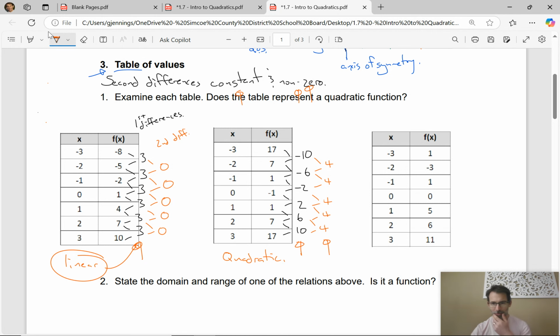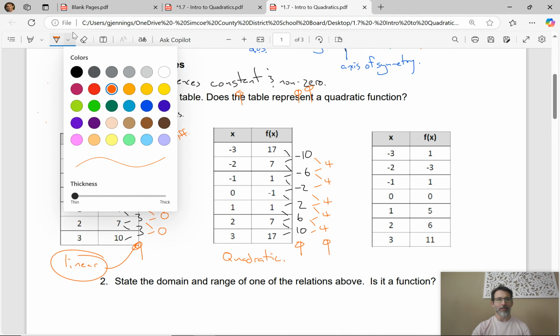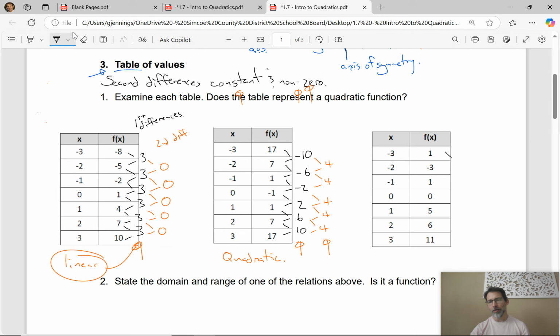Yeah, that's right. Okay, now let's check this one out. Okay, so this one, same color scheme here. This one got smaller by 4. This one got bigger by 4. Oh wait, this one got smaller by 1. This one got bigger by 5. This one got bigger by 1. This one got bigger by 5.